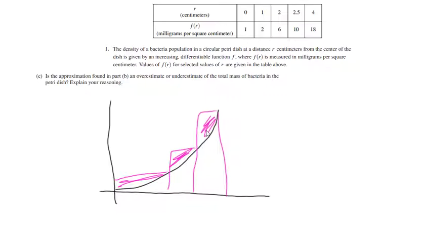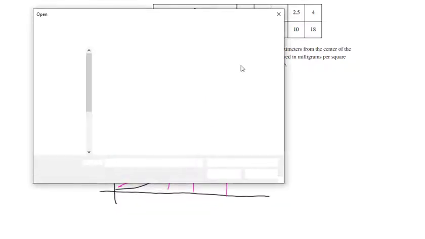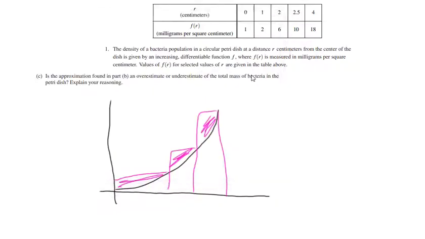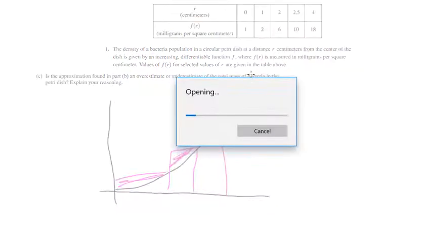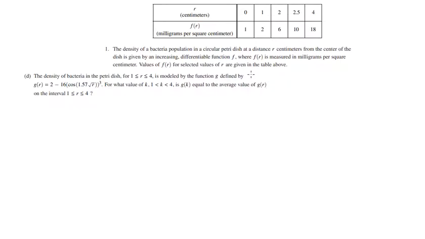As soon as it comes up, any moment now. Here's part D. So in part D, they actually gave us a model. Now they gave us g of r, which is kind of a model for this between 1 and 4.